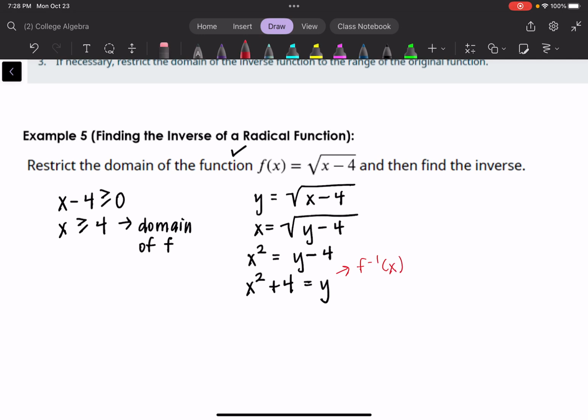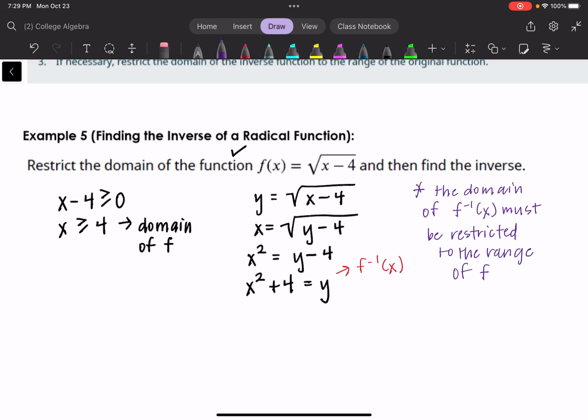And we've got to remember, and this is super important, along the same line as what we've been doing, the domain, or the inputs of f inverse of x, must be restricted to the range of f. So now we have to go back and find the range of f to make sure that we're doing that.